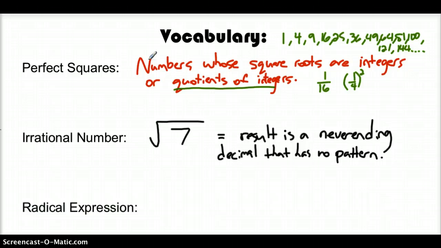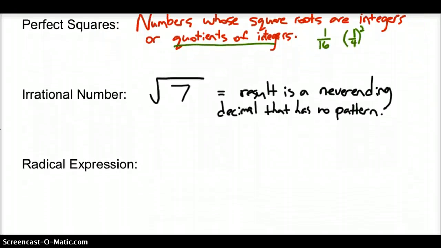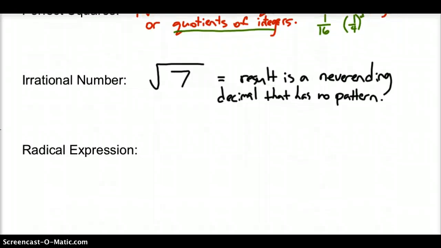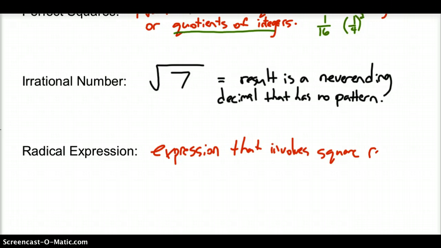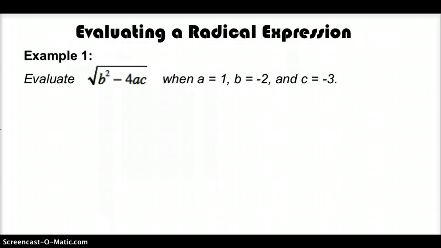Okay, and so the last thing that I guess we can discuss is just a radical expression. This is basically just going to involve square roots. So basically, I'm just going to say it's an expression that involves square roots. Okay, let's go ahead and take a look at a few simple examples of just evaluating this. So it's going to feel exactly like what we did before, but we're going to be plugging in some different numbers here.